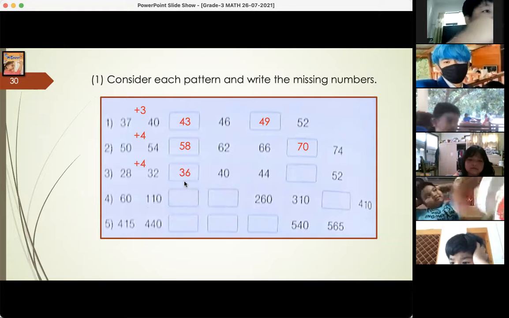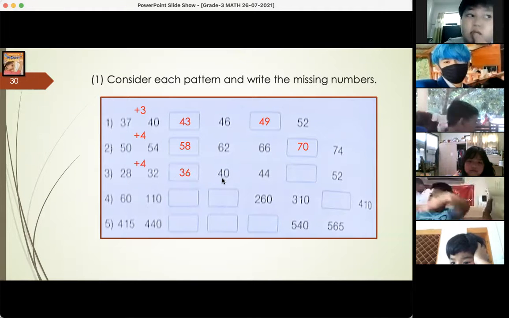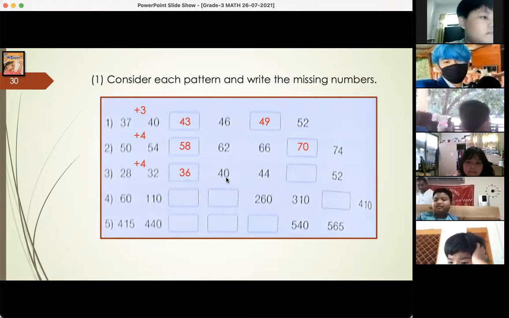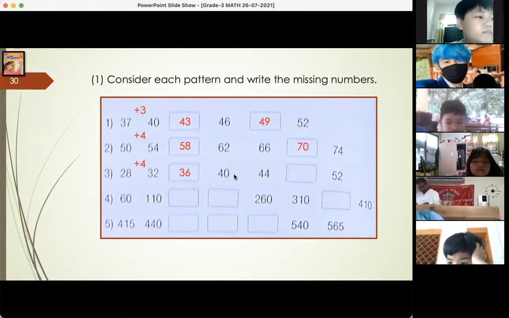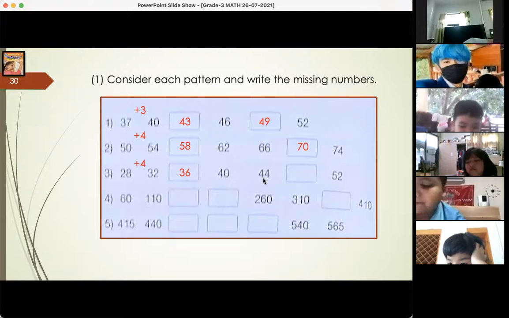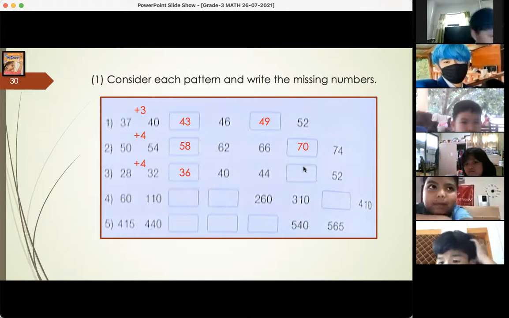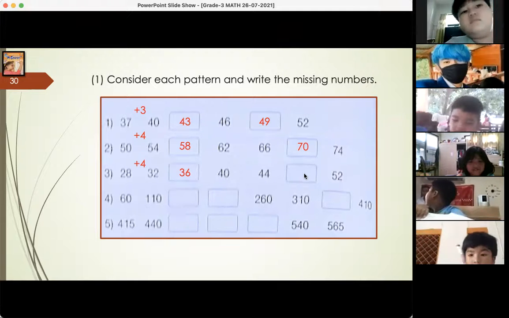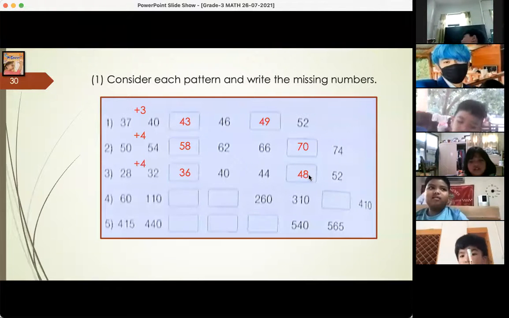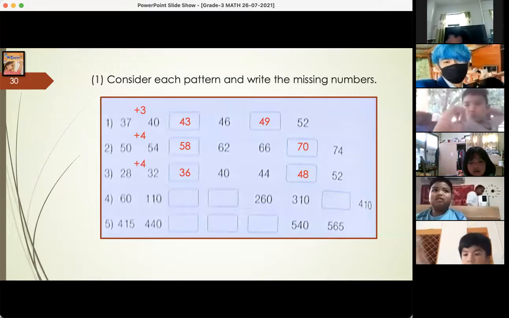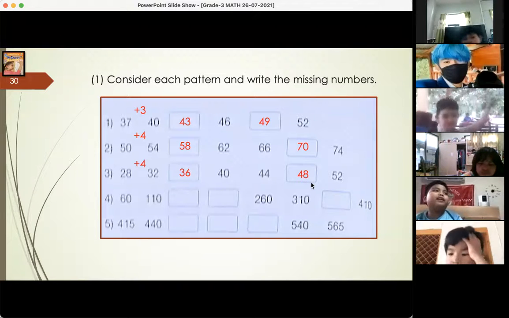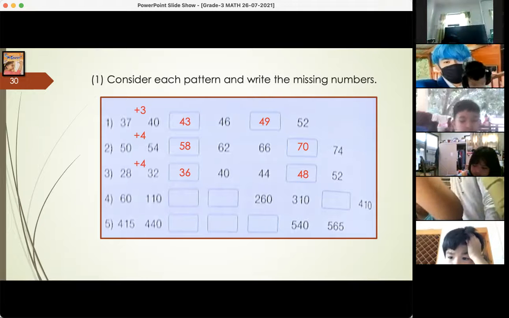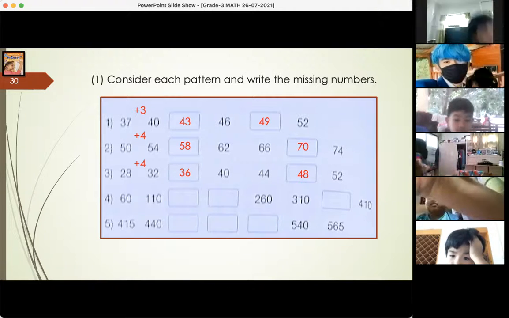Now 36, add another 4, we can have 40. And then 40, add another 4, we can have 44. Okay, here, what is the missing number? What will be the next number here? 44? 48. Correct, 48. Very good. So this is counting up by 4.